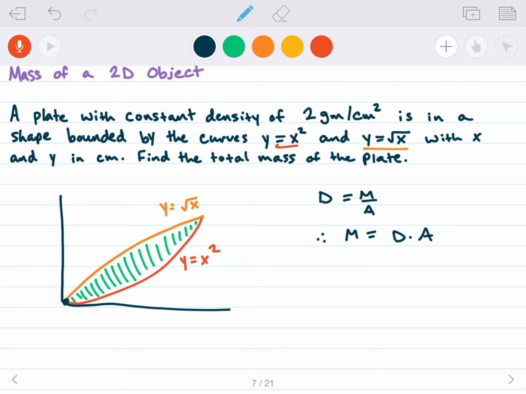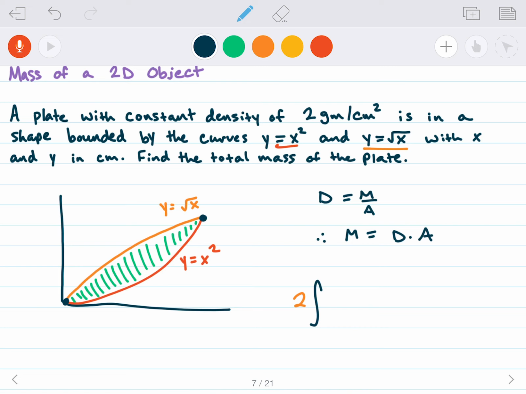The first thing we need to figure out is where these curves intersect to set up the bounds of the integral. Now the density is constant, so I'm just going to pull it outside, and they tell us it's 2 grams per centimeter squared. So I'm going to pull out that 2 on the outside, and then multiply by the area of this region.